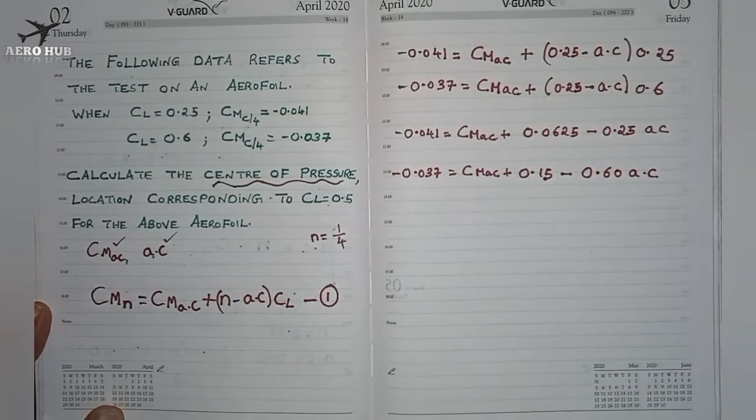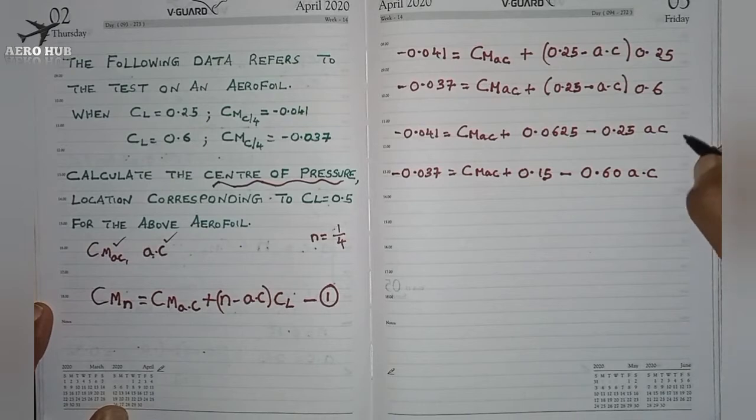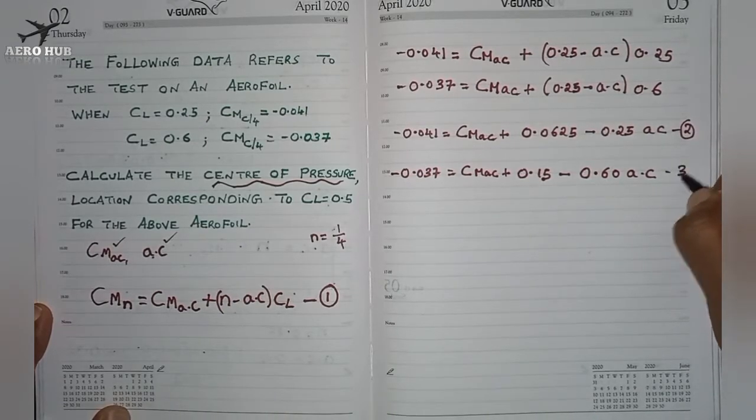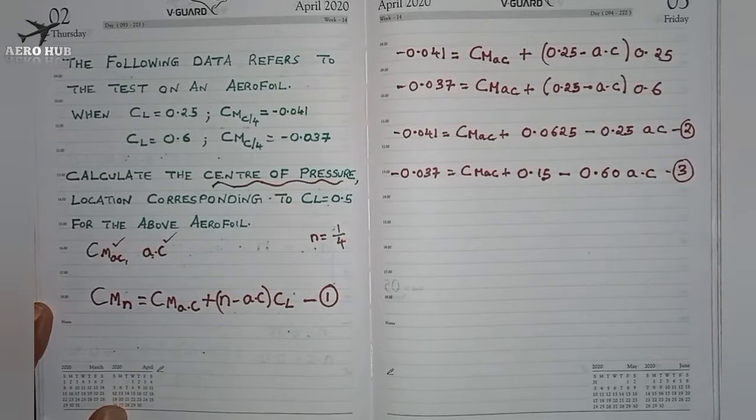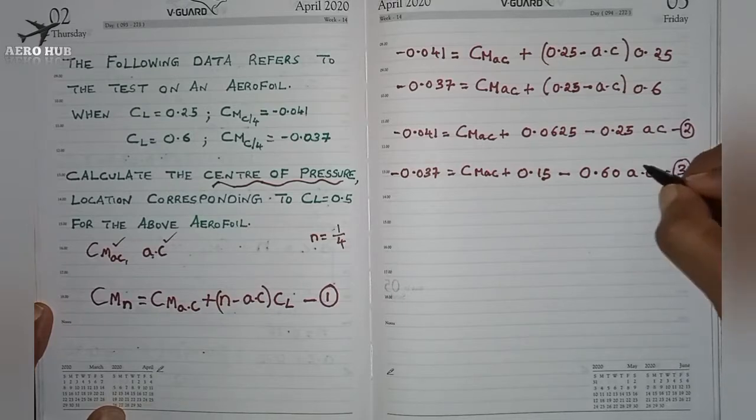Okay, so I got this equation. I put this equation as equation number 2 and this equation as equation number 3. Now from equation number 2 and equation number 3, I have to find out the value of CMAC as well as the value of AC.